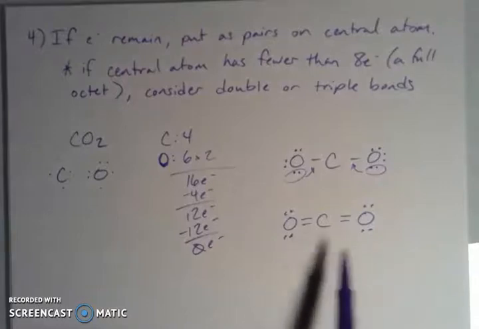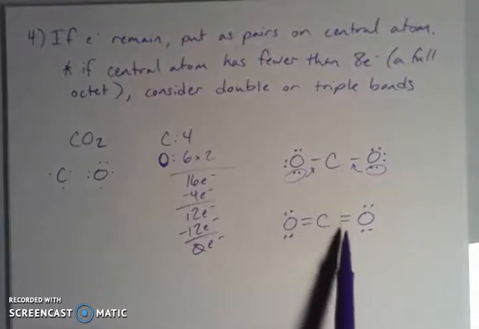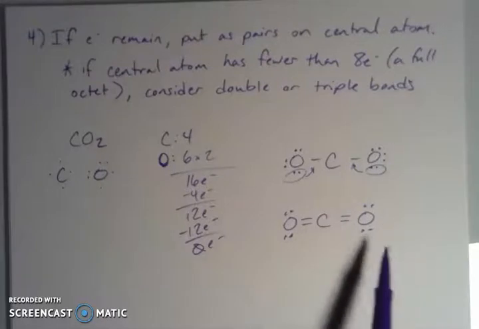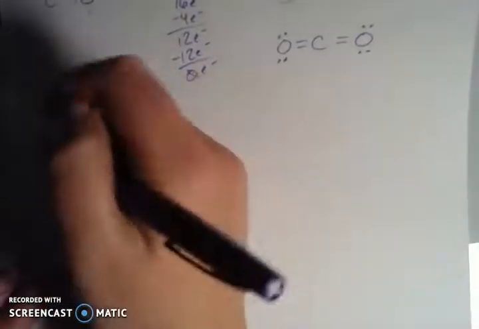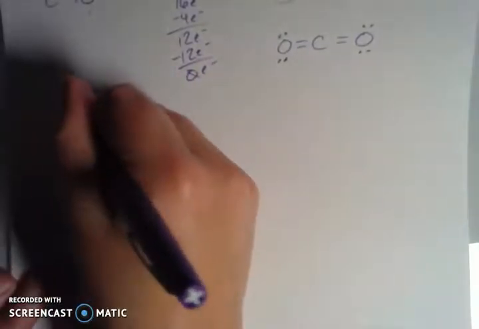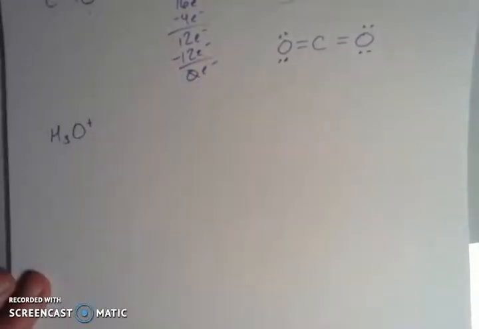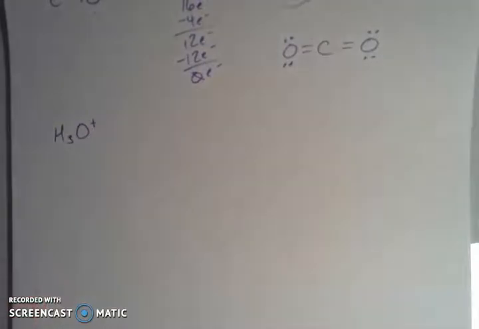So instead, I've shared 2 pairs. Now my carbon has 8, my oxygens each have 8, and this is a valid Lewis structure. Now we can also do this for ions. So we can also do this for something like hydronium, for example. Hydronium is the ion that forms when acids react with water. That's the Arrhenius definition of an acid.